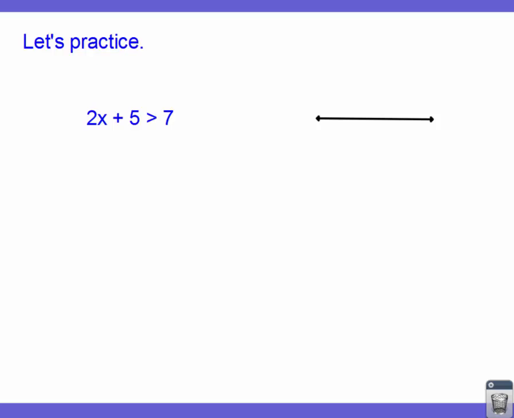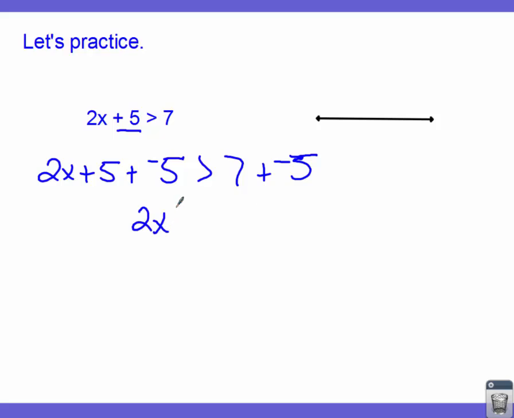So let's just do a simple one, okay? So this one right here, we'll start off by getting rid of the 5. So we do 2x plus 5 plus -5 is greater than 7 plus -5. And that step is exactly the same as what we've been doing in equations. So our 5's go away and we're left with 2x is greater than, and then 7 plus -5 gives us +2.